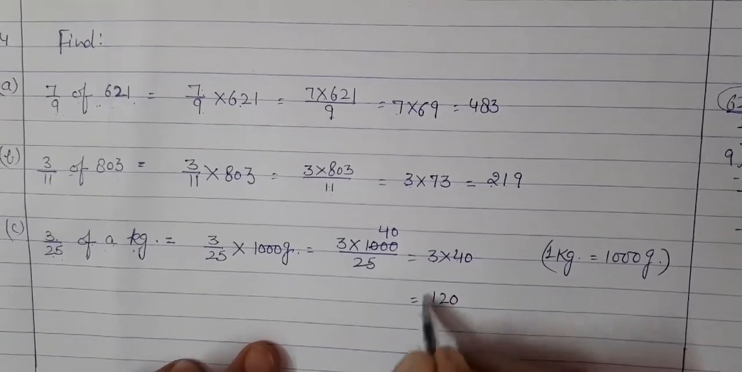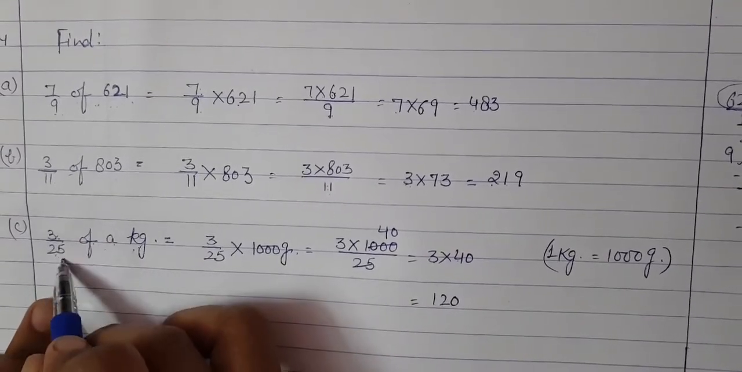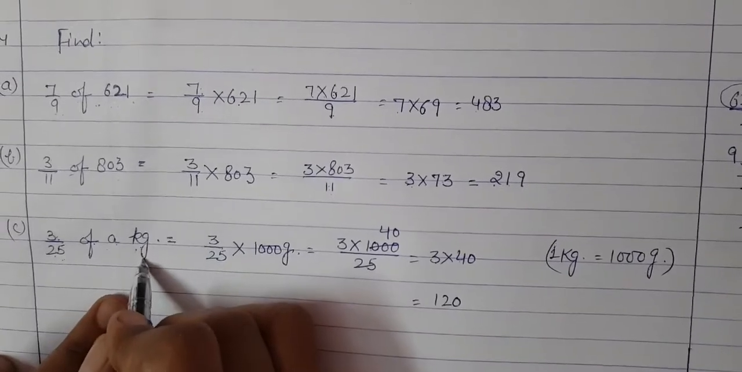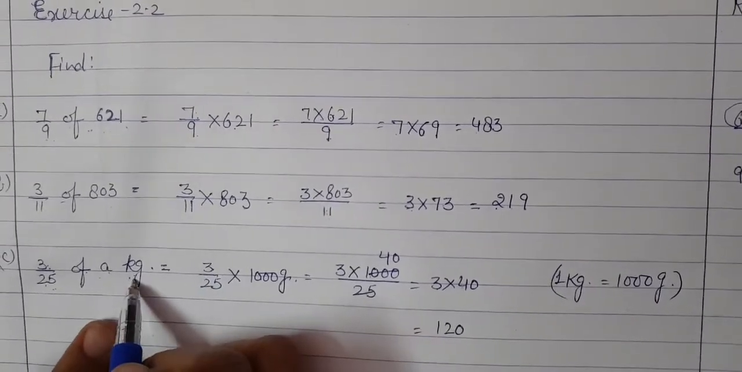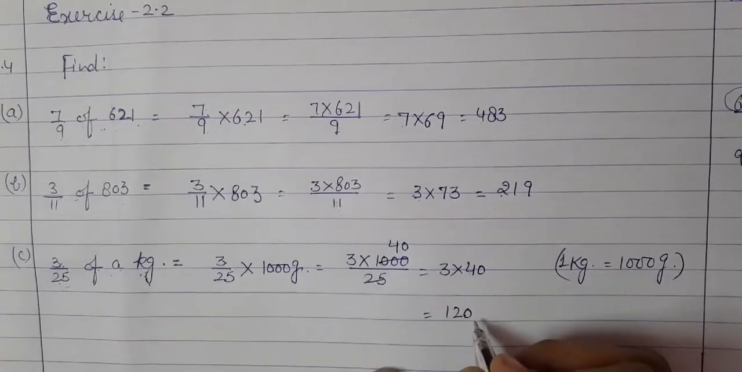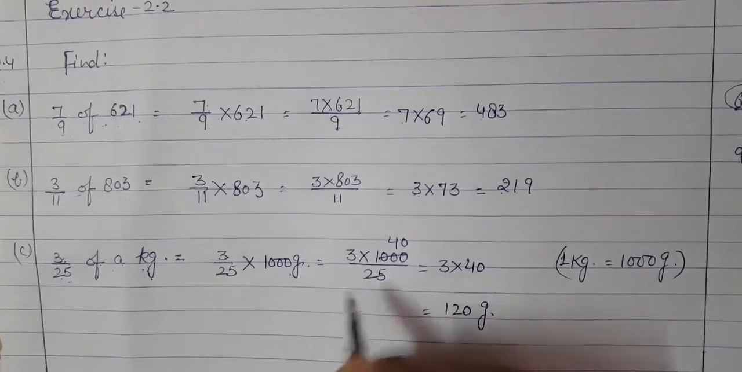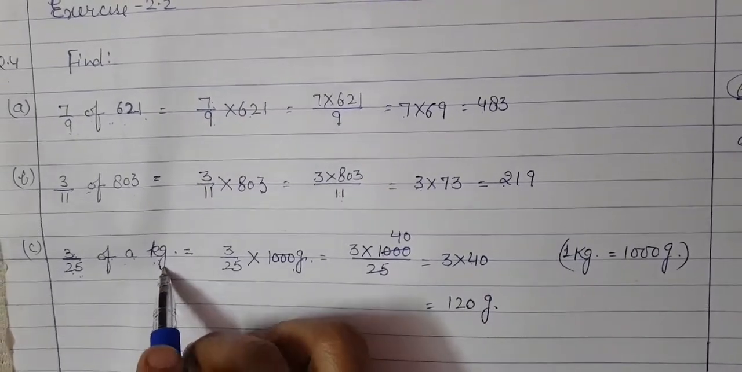Now what is this 120? Because I am taking some part, that is 3 upon 25 of a kilogram. Here the unit is given. This is the unit for weight. Since the unit is given, the answer will also come in a unit, but now the unit is gram because we have changed kilogram into gram. So never forget to write the unit wherever it is given in the question.